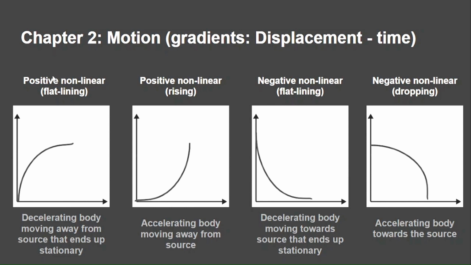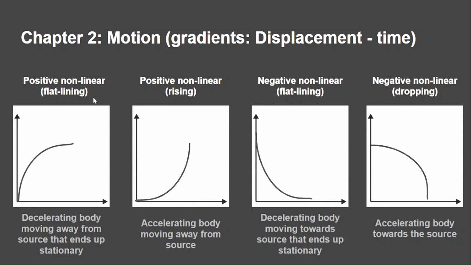And non-linear essentially means that the gradient keeps changing. And if the gradient in a displacement time graph keeps changing, because the gradient is the velocity term, that means that the velocity is changing. And if the velocity keeps changing, that means the object is either accelerating or decelerating. So it's accelerating if its speed is increasing, and it's decelerating if its speed is decreasing. So that's basically what a nonlinear graph shows. Essentially, a nonlinear graph for a displacement time graph is one where the object is not traveling at a constant velocity, but it is either accelerating or decelerating.